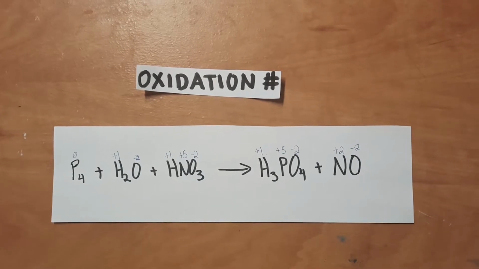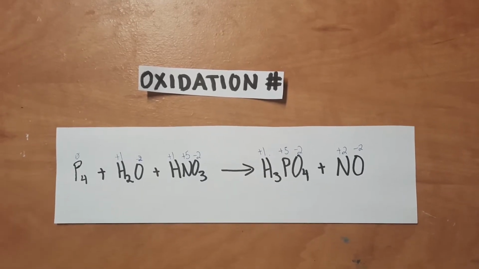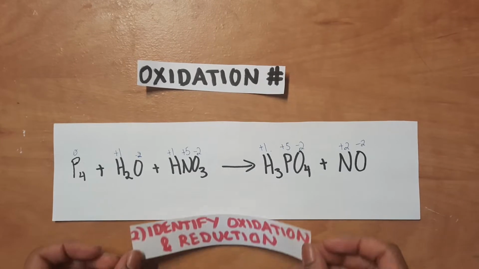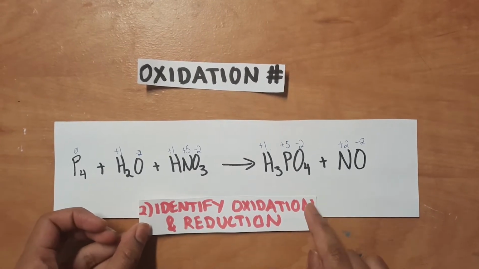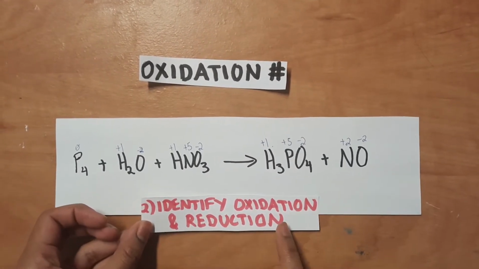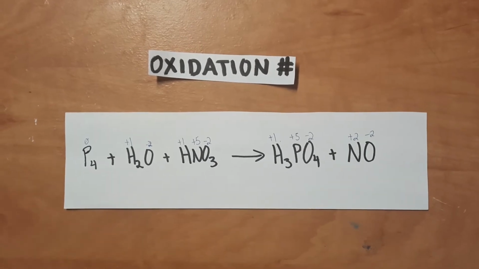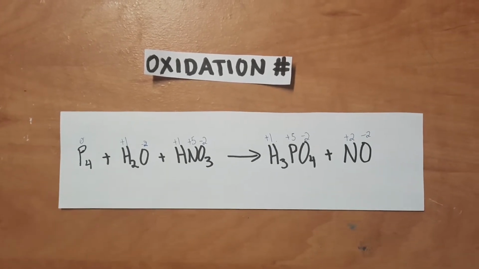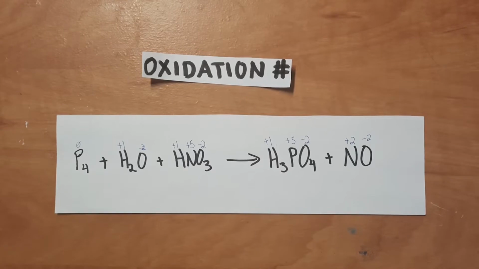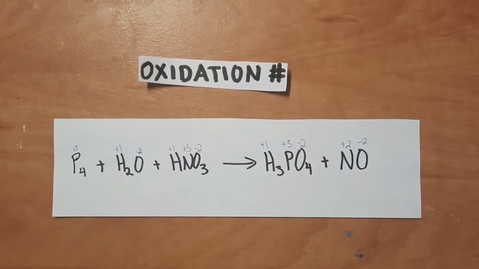Okay, now that we've figured out the oxidation numbers, we can move on to step 2 of balancing, which is to identify the oxidation half reaction and the reduction half reaction. So basically, we want to know which species is gaining electrons and which one is losing electrons. To do that, we analyze the oxidation numbers.